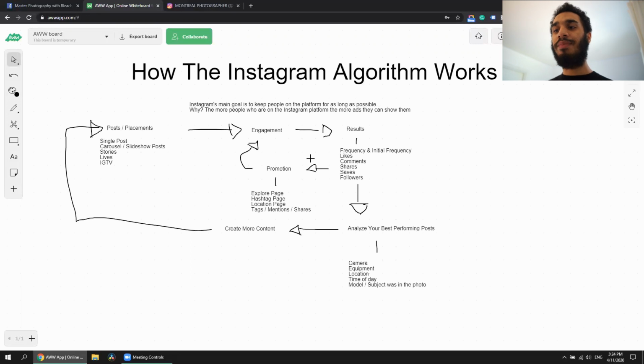Now, obviously, there are other ways to do this. For example, if you want to actually run ads, I'm very good at running ads. That's actually one of the reasons why I understand the Instagram algorithm so well.